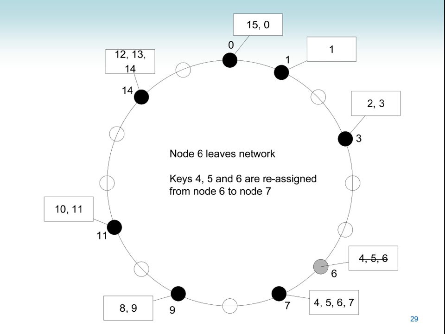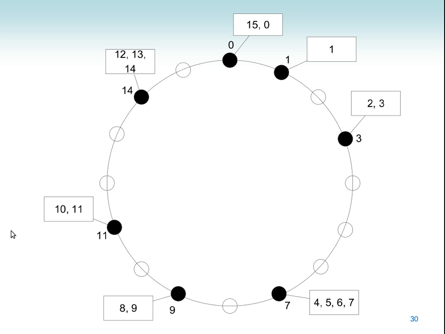Joining and leaving. So now this is our resulting network. We have 7 nodes in our peer-to-peer system. We have a maximum of 16, but there are only 7 present at this point in time. Nodes with ID 0, 1, 3, 7, 9, 11 and 14.